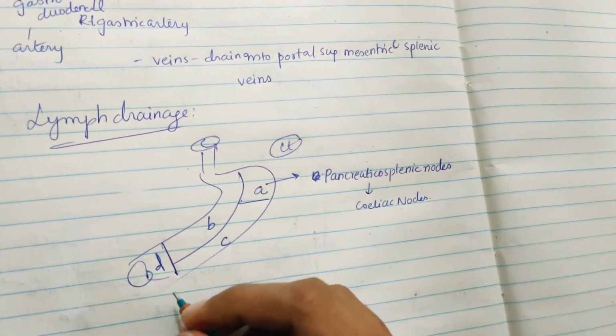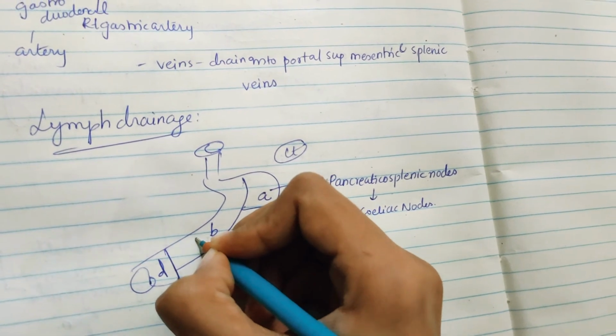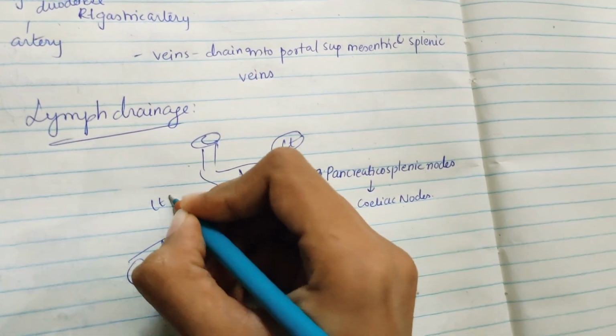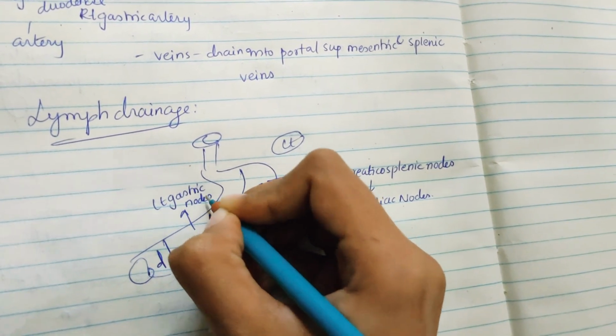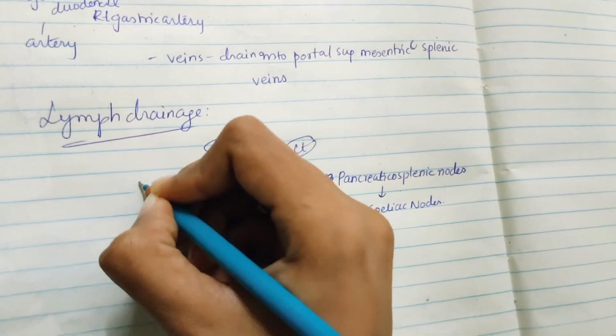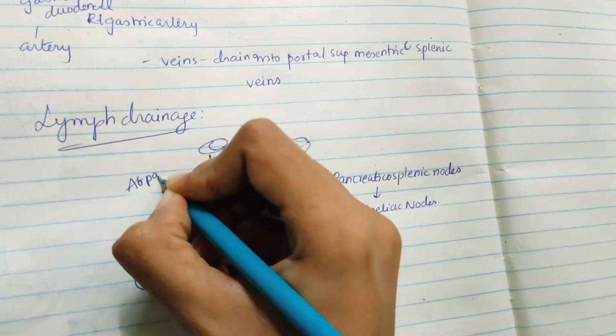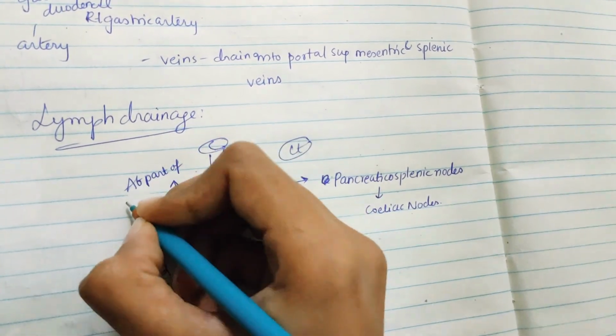Next, coming to the B region, it is draining into left gastric nodes, and from the left gastric nodes the lymph is draining into the abdominal part of esophagus.